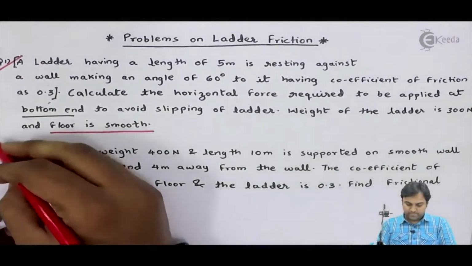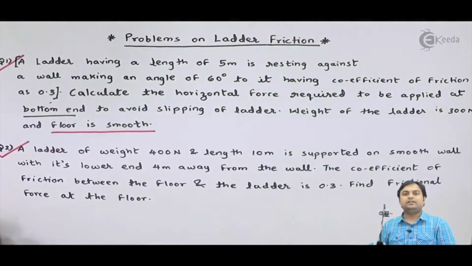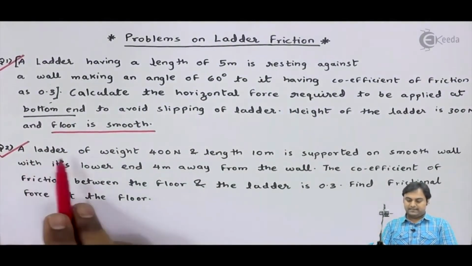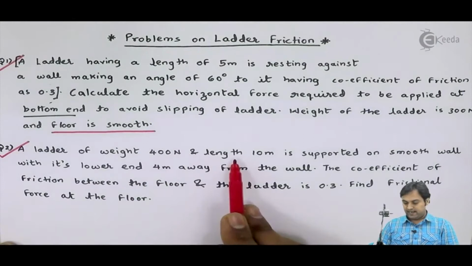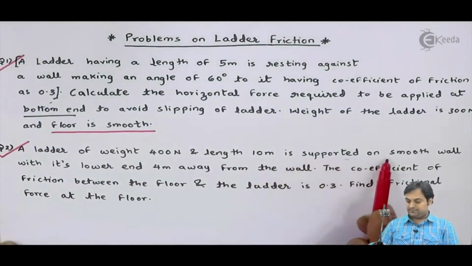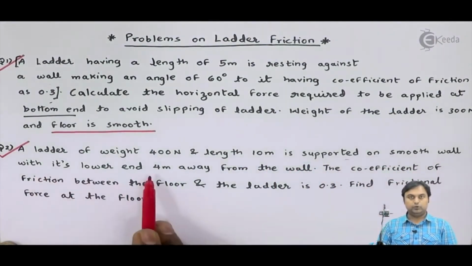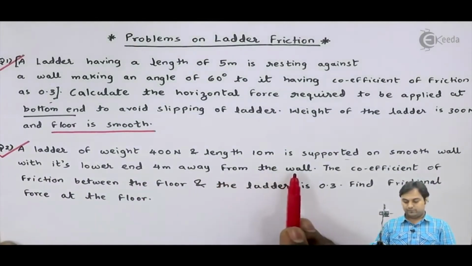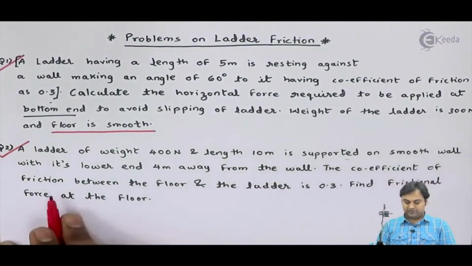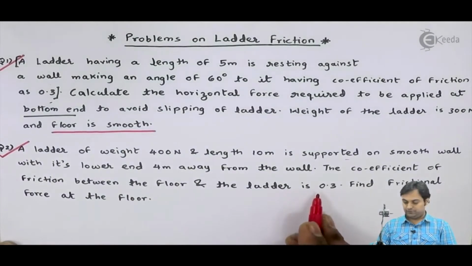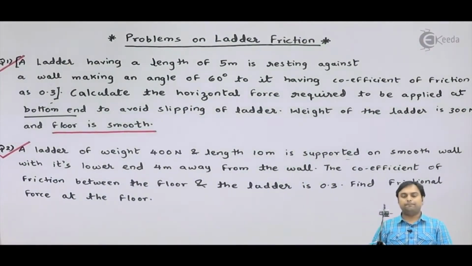Question number 2 on ladder friction. Let's see what is given here. A ladder of weight 400 Newton and length 10 meter is supported on a smooth wall with its lower end 4 meter away from the wall. The coefficient of friction between floor and the ladder is 0.3. Find the frictional force at the floor.